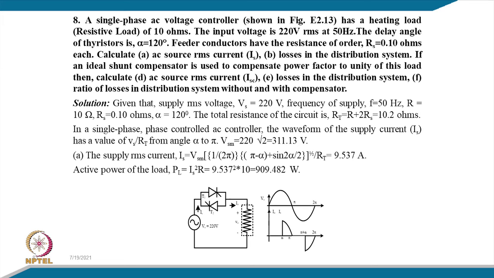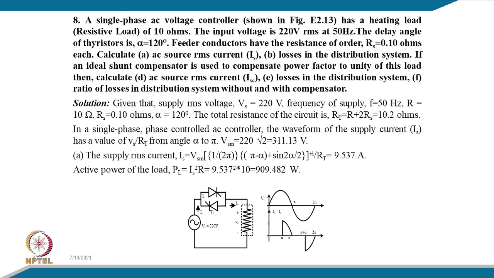So, given that the supply voltage is Vs equal to 220 volt RMS, frequency of supply 50 hertz, load resistance R equal to 10 ohm, feeder resistance 0.1 ohm, and firing angle alpha equal to 120 degrees. So, the total resistance of the circuit will be R load resistance plus 2 Rs, meaning 2 feeders, one going and one return. So, it will be 10.2 ohms. In a single phase system, the phase controlled AC controller which you see in the figure, the waveform of supply current has a value of Vs upon RT from the firing angle to the angle of 180 degrees, or pi. So, it will become 220 into root 2, so the peak value will be 331.13.